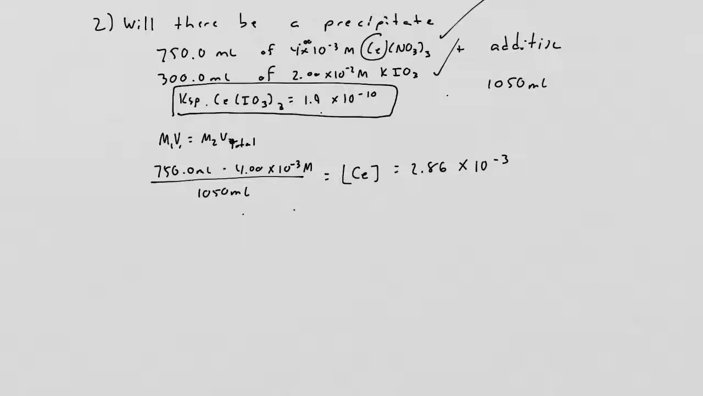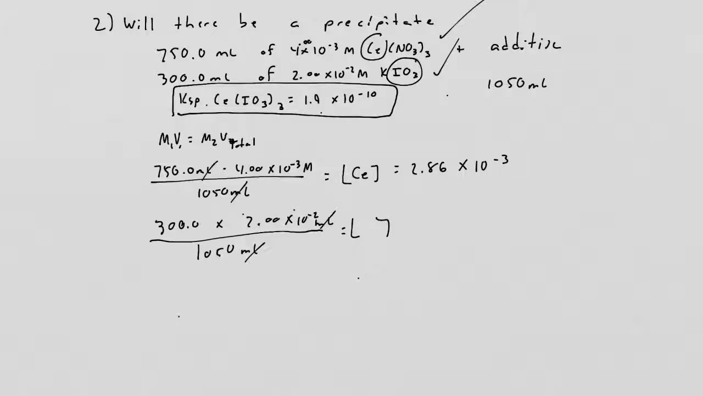You do the exact same thing with the other one, so you have basically 300.0 times 2.00 times 10 to the minus 2. Again, we're interested in iodate, and there's a 1-to-1 ratio here, so the concentration of the solute is also the concentration of the iodate ions. That does not have to be the case, so be careful with things with a parentheses 2 in them or something like that. That's going to throw you off. Over the 1,050 milliliters, the milliliters cancel out, so you get your answer in molarity, and the concentration of the iodate is equal to 5.71 times 10 to the minus 3.